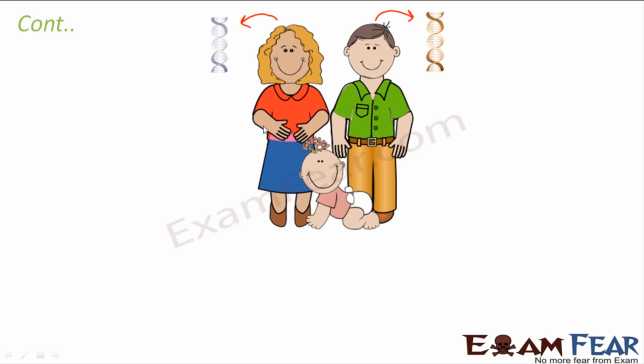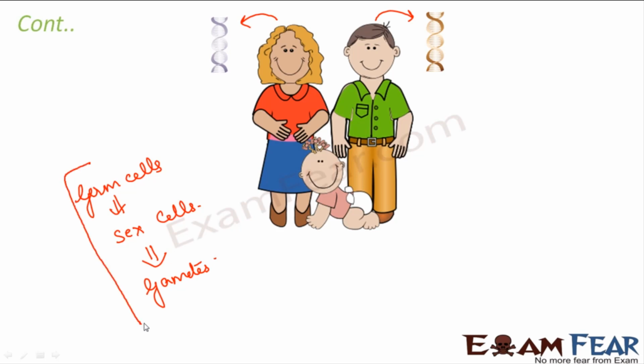And what are those specialized cells? Those specialized cells have got different names. They are called germ cells. They are also known as sex cells. They are also known by the name gametes. So these are different names of those specialized cells. These are the specialized cells in our body which have half the amount of DNA. Therefore, when they combine with the other specialized cell, the amount of DNA becomes the same as that present in all other cells in the body.